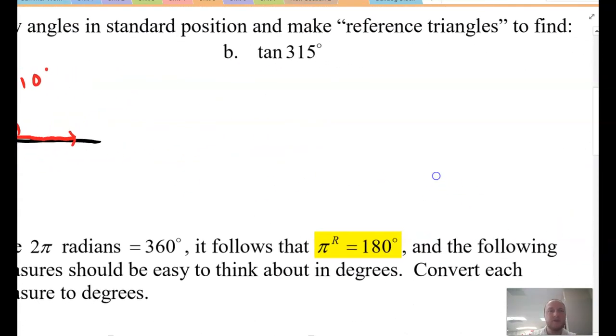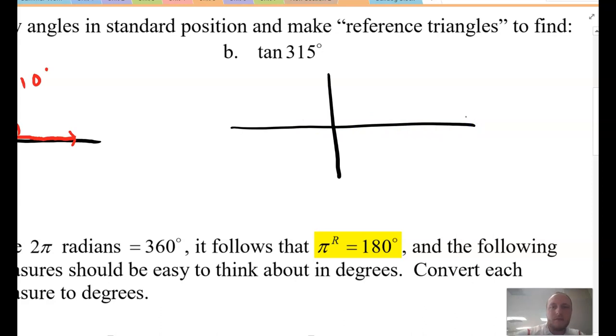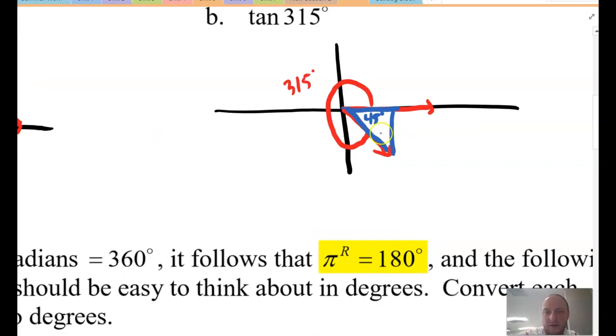We'll go ahead and do the same thing now for B. There's the initial side. I'll go around, and that's about 315 degrees. There's 315 degrees. And the reference angle that is made, again, has to be less than 90. So here's our reference angle, our reference triangle. What's left over is 45 degrees. So we get a 45, 45, 90.